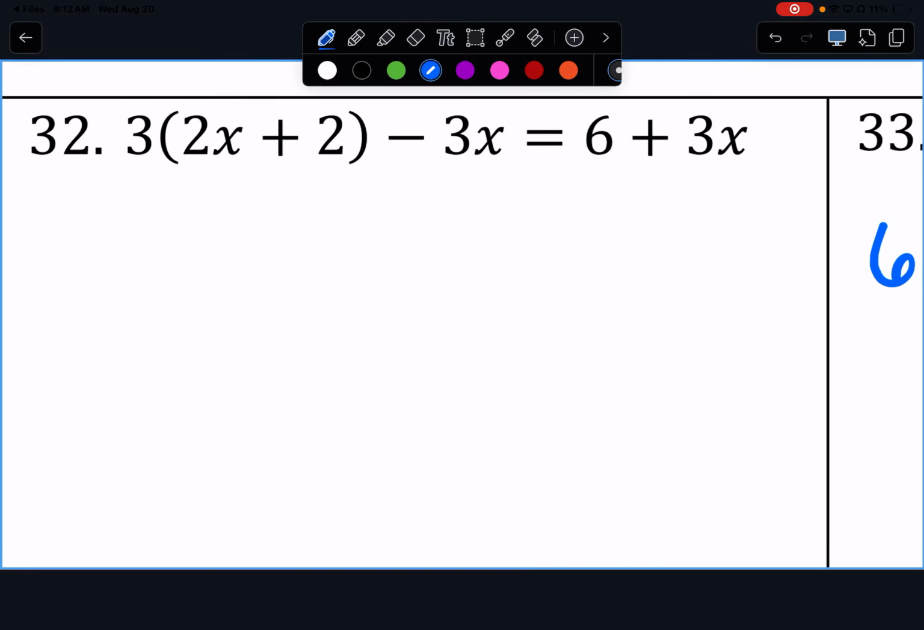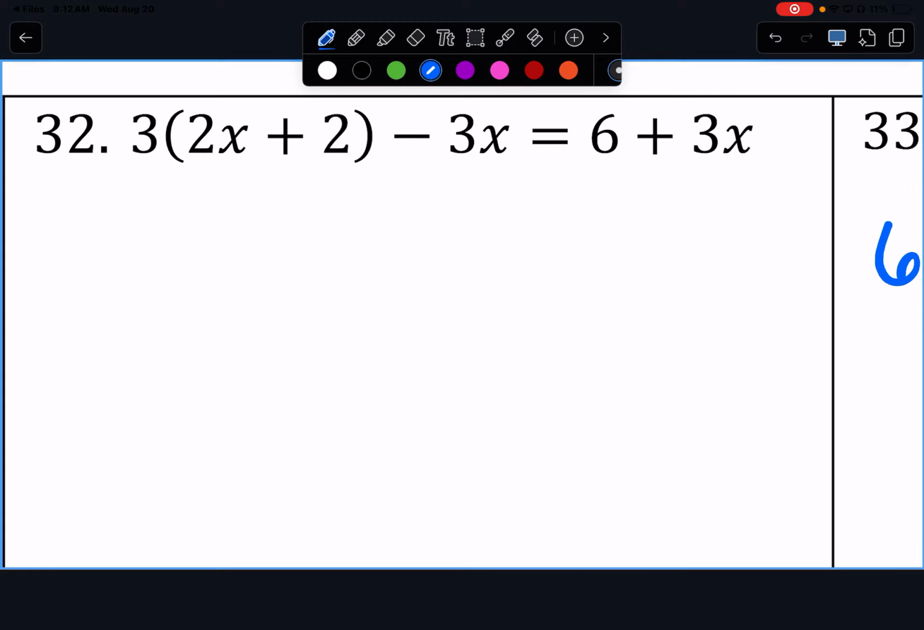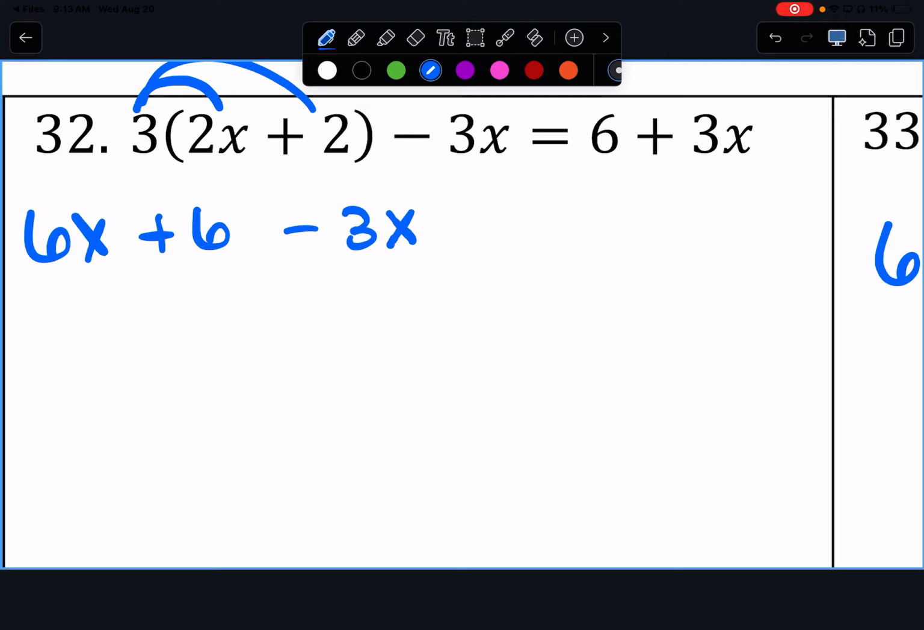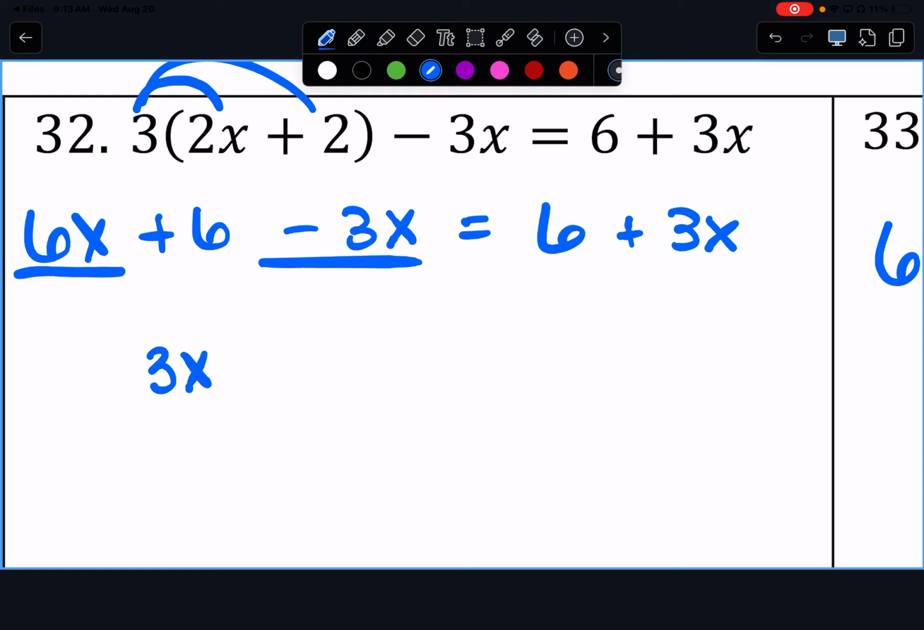So let's go ahead and look at 32. So for 32, what do I need to do first on the left-hand side? Distribute. So 3 times 2x is? 3 times 2 is? Okay, then what do I need to do with that negative 3? So we get is equal to 6 plus 3x. Now, what can I do? So what are my like terms? What is 6x minus 3x? So we have 3x plus 6 is equal to 6 plus 3x.